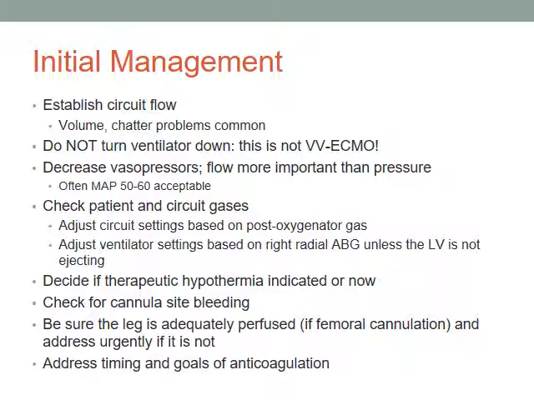Okay? Check the patient and circuit gases, adjust the circuit settings based on the post-oxygenator gas. Here you adjust the ventilator settings based on the right radial ABG, unless the LV is not ejecting. If the LV is not ejecting, in other words, the right radial is exactly the same as the post-oxygenator, then it doesn't matter what you do to the ventilator. It won't affect anything because the blood is not coming out of the lungs. But if the two are separate, and you are getting blood flow out of the heart, then you adjust the ventilator settings to the right radial gas, and you adjust the ECMO settings to the post-oxygenator gas. That sort of makes sense? Okay, this is confusing.